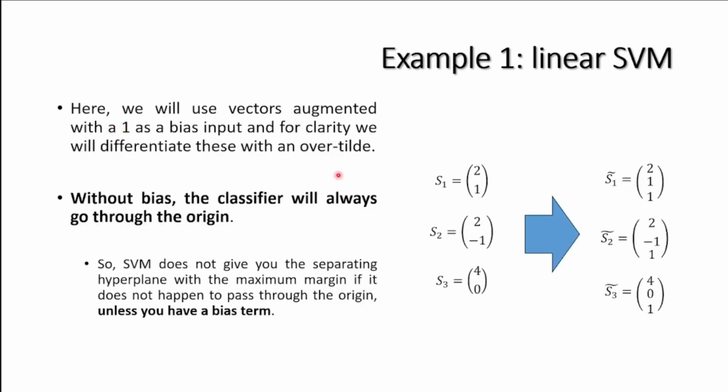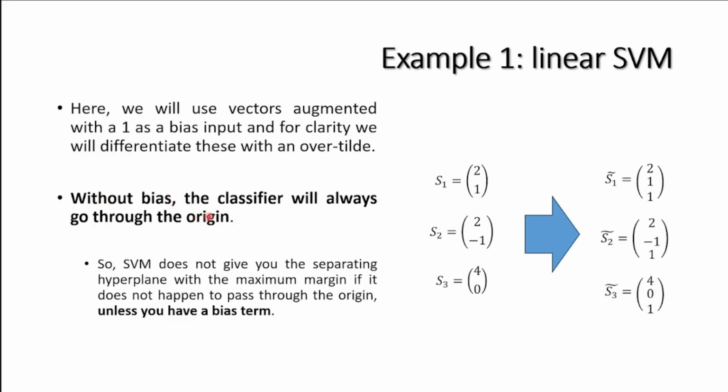Adding 1 is basically adding a bias to each of S1, S2, and S3, for each data point as a support vector. So instead of having 2, 1, we have 2, 1, 1, 2, minus 1, 1, and 4, 0, 1. By not adding this 1 as a bias, the classifier will always go through the origin.